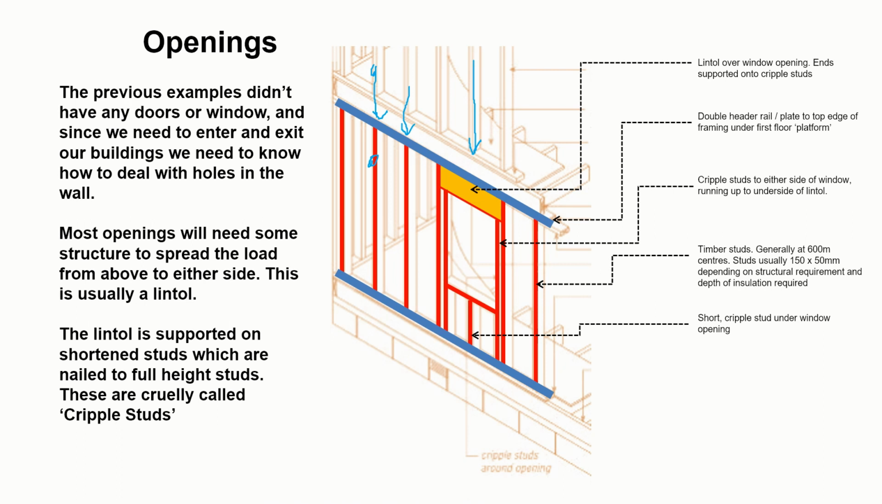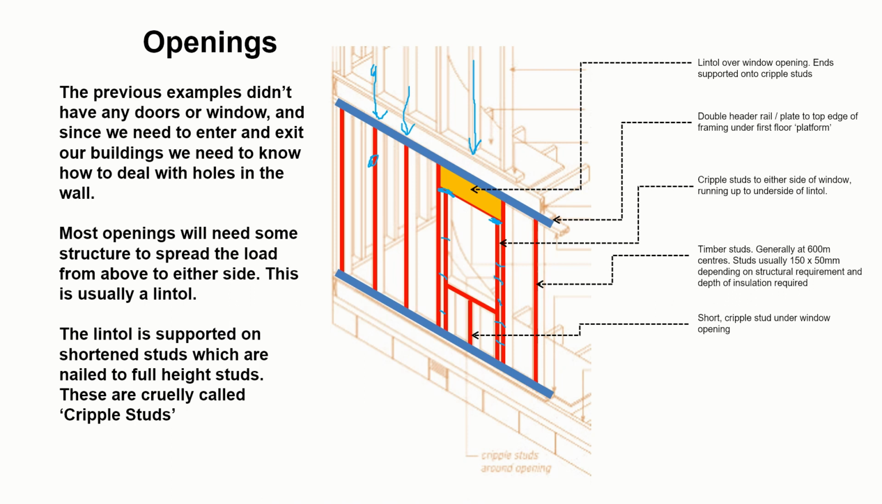So the orange thing on your screen is a lintel, and it's kind of like a beam that goes over the top of a window. And that beam needs to be supported at either side. So we have a short stud, which is sort of cut off at that point there. It sits directly underneath the lintel and is fixed back, nailed back to the full height stud at either side.